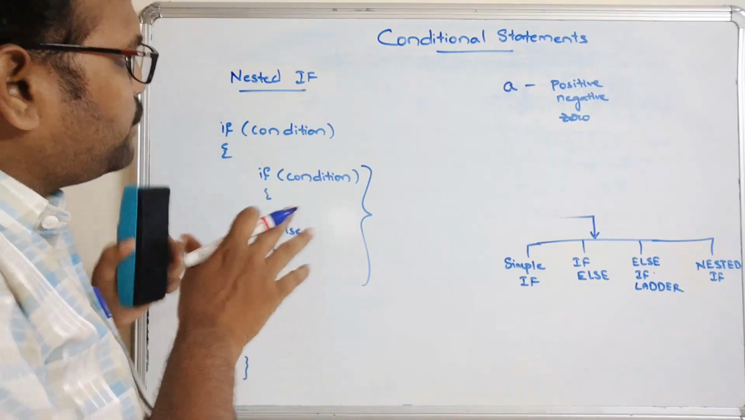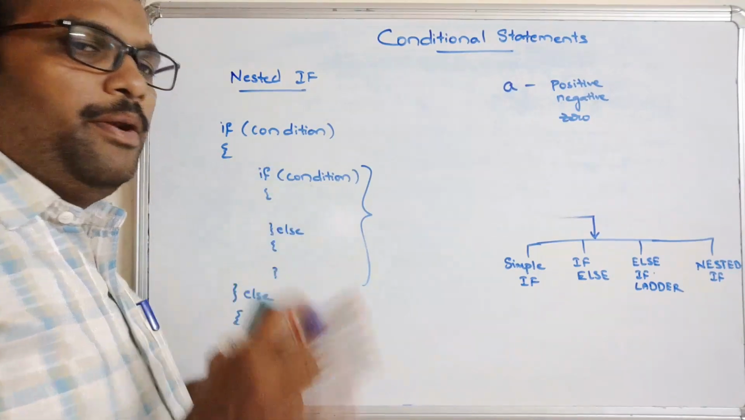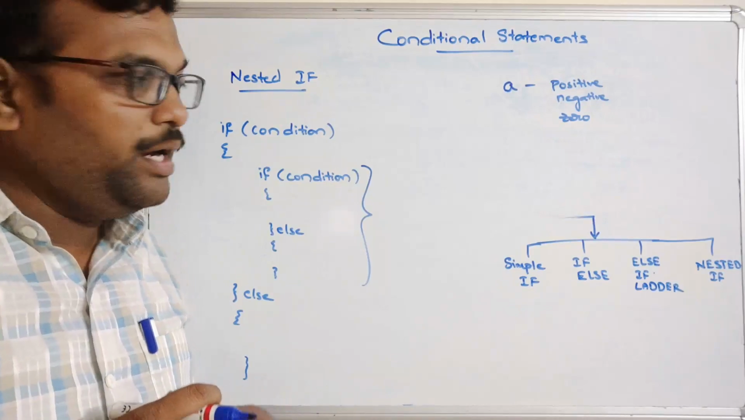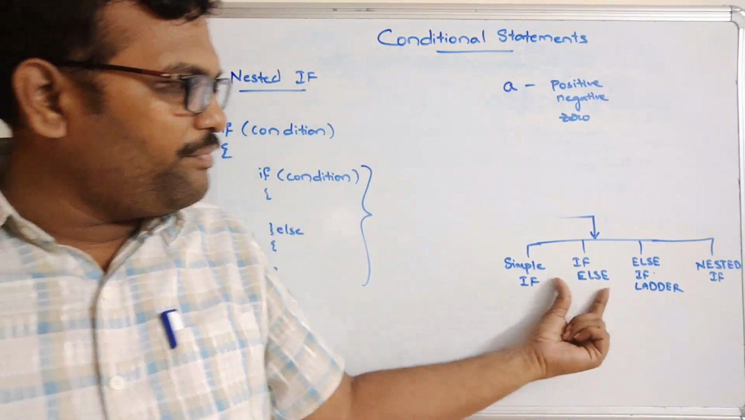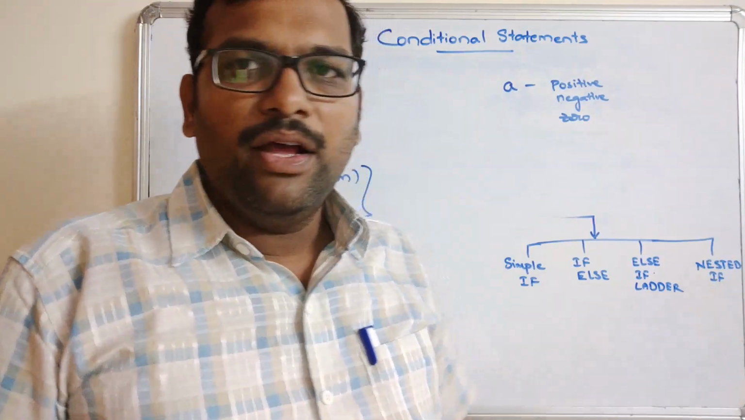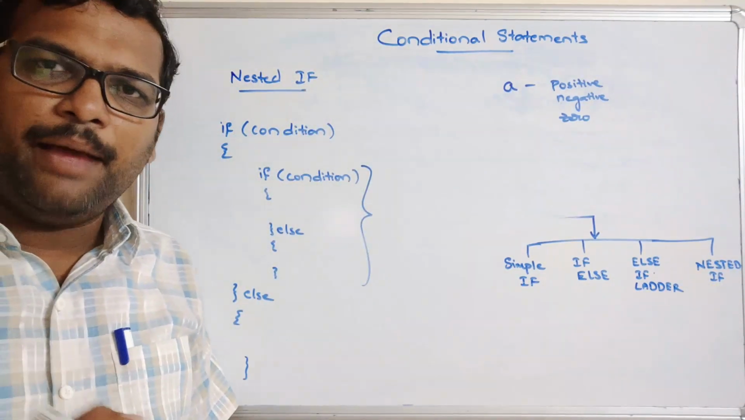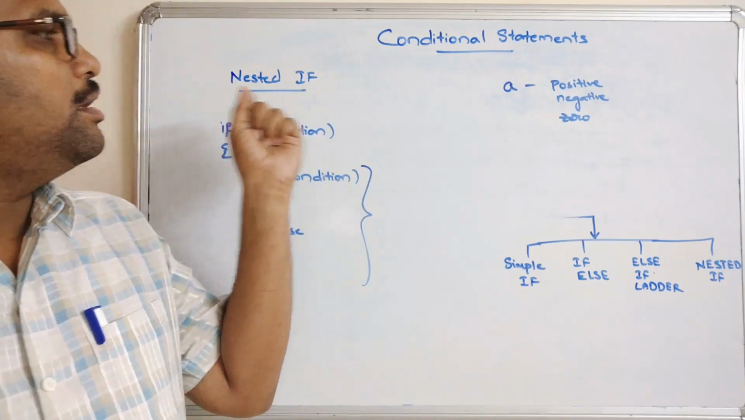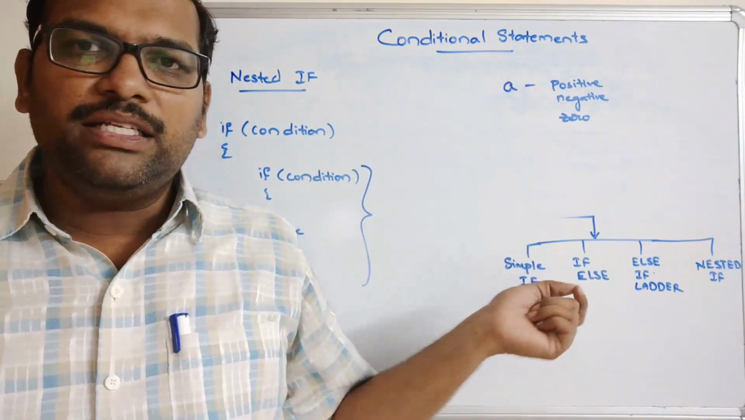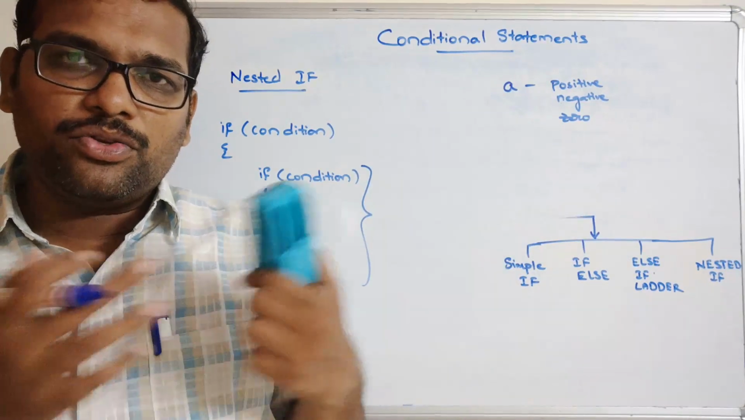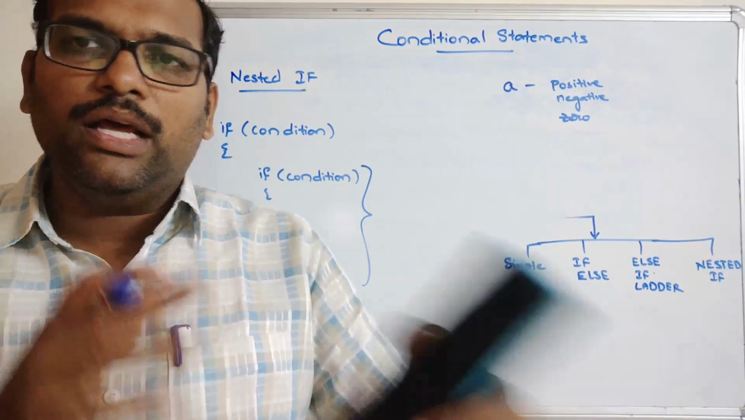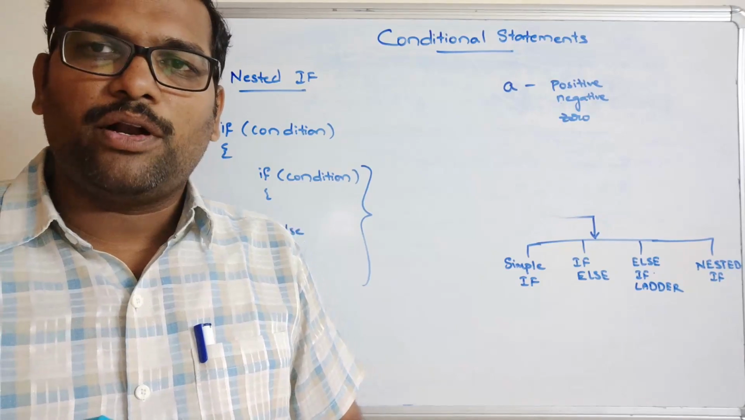Don't worry, I'll explain everything by implementing with a simple example. We'll see all the conditional statements: simple if, if else, else if ladder, and nested if. With a simple example, I'll execute each and every conditional statement. So let's move on to the computer, where I'll execute everything on RStudio.